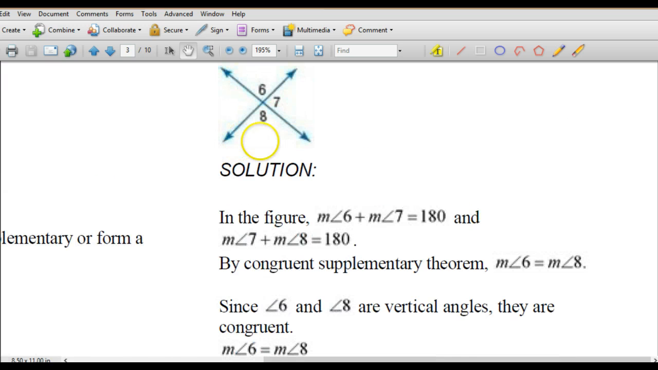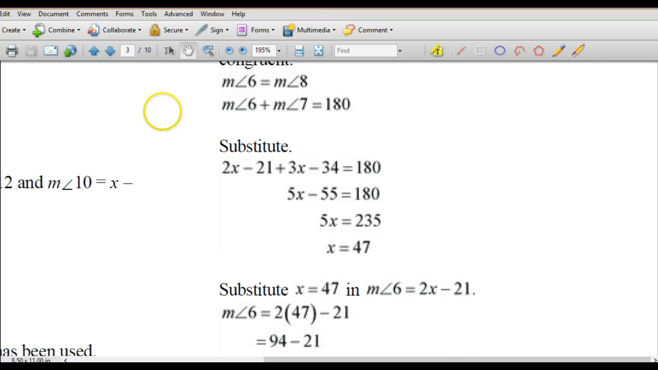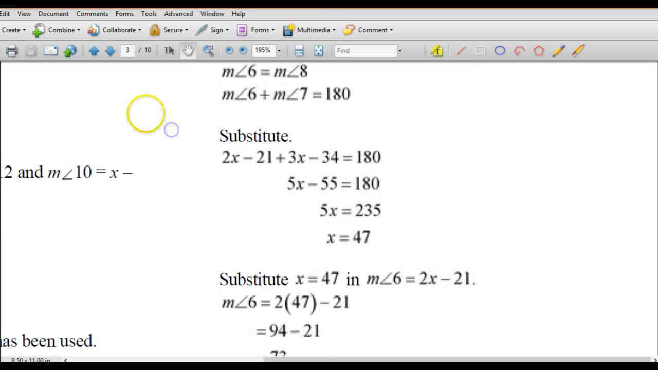For the first part, 6 plus 7 is 180, the supplements theorem. So we substitute in the expression for the measure of 6 and the expression for the measure of 7. We add those two expressions together and set it equal to 180. We combine our like terms. 2x and 3x is 5x, minus 21 and minus 34 is minus 55. We add 55 to both sides, and we get 5x is equal to 235. We divide both sides by 5, and we get x is equal to 47.